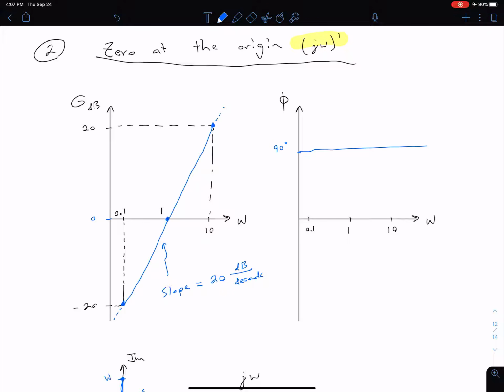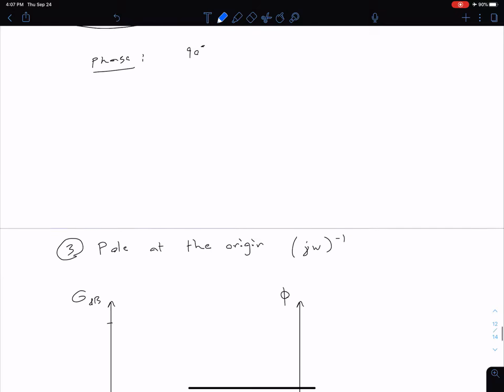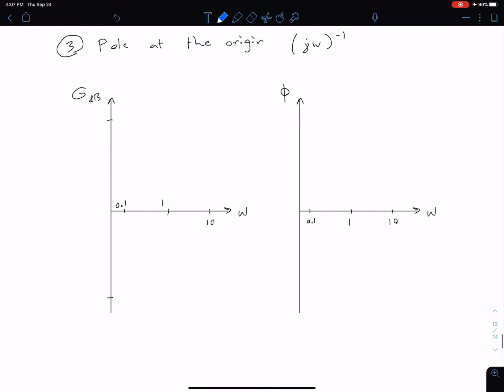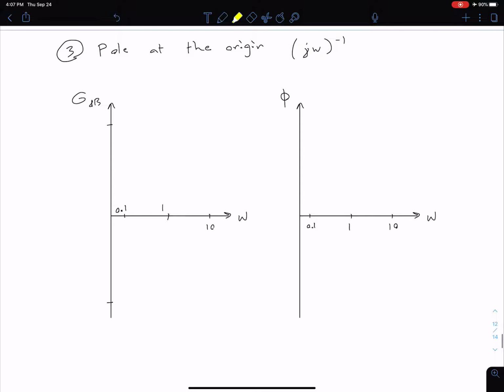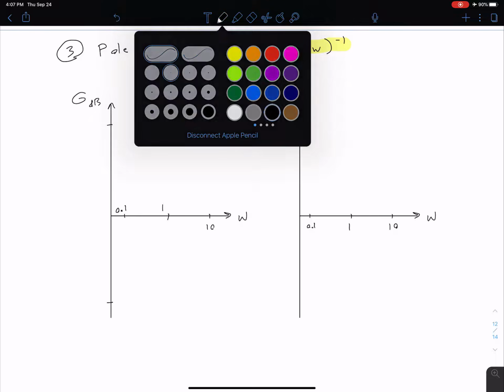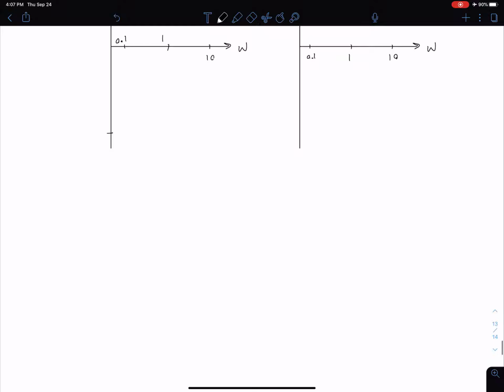So now let's look at our pole at the origin, which is going to be very similar. So now we have j omega to the minus 1. So again, let's start by considering what this looks like in our complex plane. So let's draw our complex plane here. So we have our imaginary axis and our real axis.